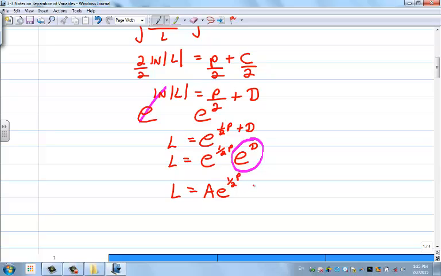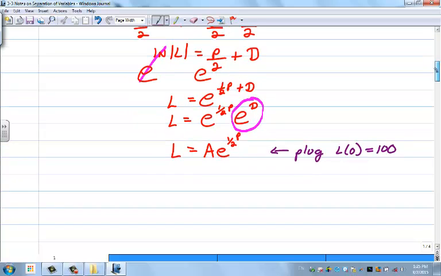Okay, so our constant is in a different place than where we're used to seeing it. Now we have it solved for L, and we're going to plug in L of 0 equals 100 so that we can solve for the constant A. So if L of 0 equals 100, that means we get 100 equals A e to the 1/2 times 0.